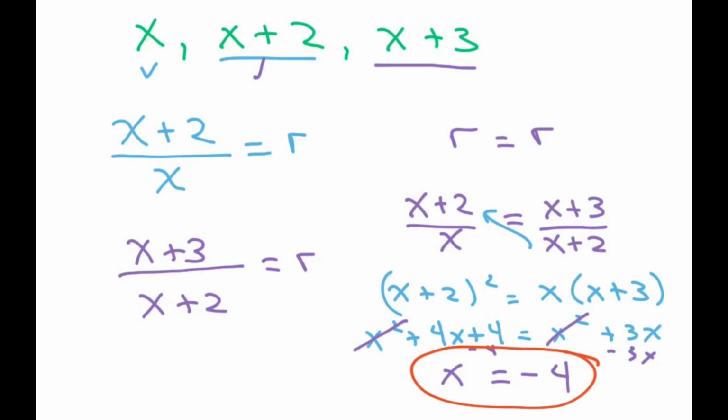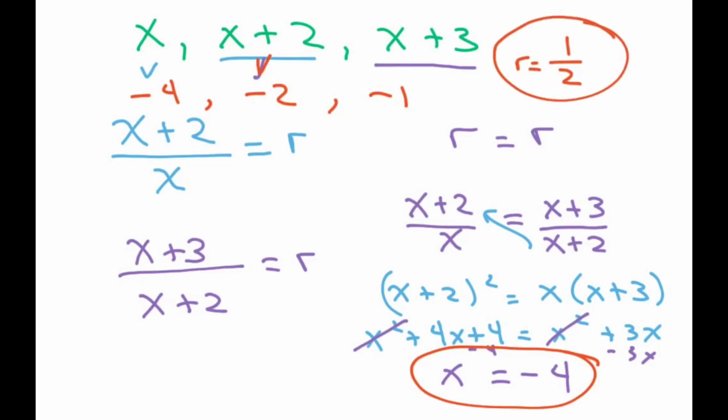If I plug in my negative 4 here, I get negative 4. Plug in negative 4 in this one, I'm going to get negative 2. And I plug in negative 4 here, I get negative 1. Or I get positive 1, actually, right? Negative 4, I get negative 1. All right. So basically, in this case, my common ratio would be 1/2. But that's not what we're looking for. We were looking for our x.